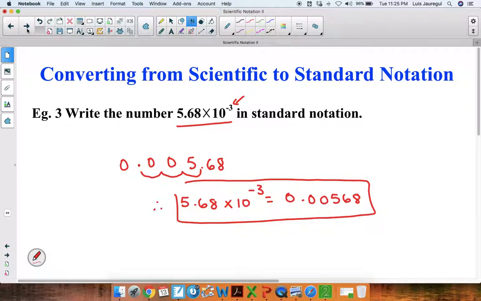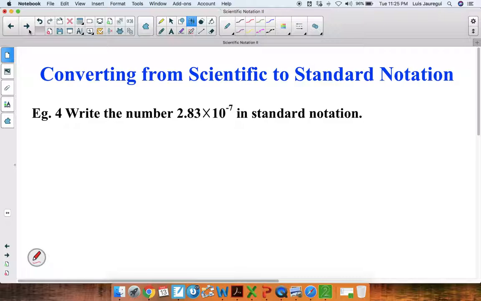And let's take a look at one last example. We have example 4. Write the number 2.83 times 10 to the negative 7 in standard notation. So we take a look at the exponent. In this case, the exponent again is negative. That means that we're going to move the decimal point 7 times, in this case, to the left, to make sure that this particular number is less than 1.